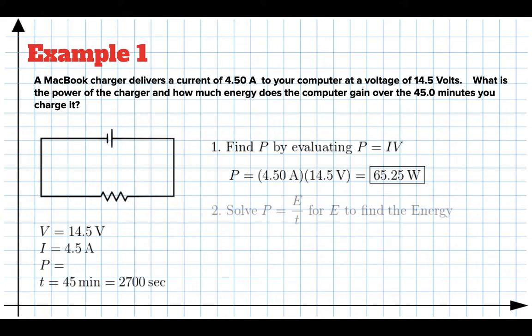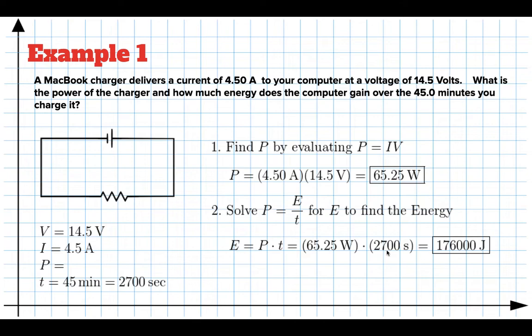Okay. Secondly, we know the power always equals the energy transferred divided by the time. So if we know the power and we know the time, we can figure out how much energy was transferred, which was the second part of the question. Okay, so we're going to solve this to find the energy. So the energy is going to be the power times the time. So 65 watts or 65 joules every second times 2,700 seconds gives you 176,000 joules. So that's how much energy your MacBook stores when it charges. So there you go. That's an example problem. And this example problem is also saved for you and linked on the homework.